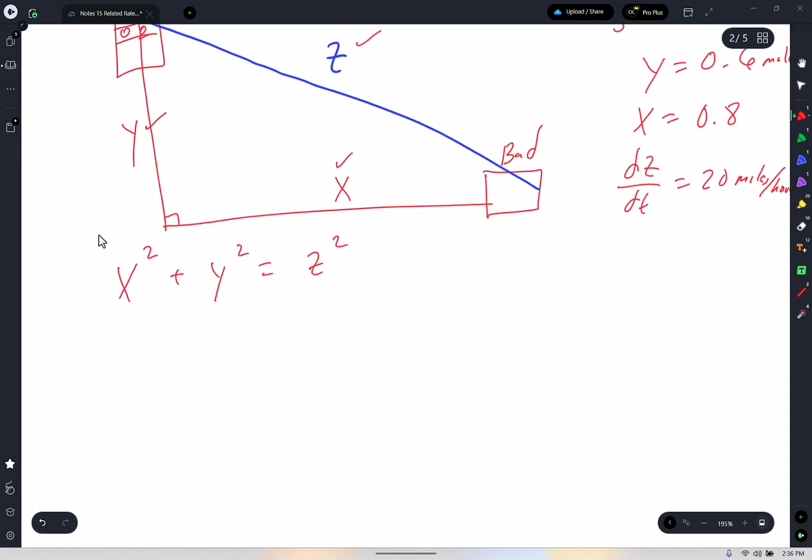Are we okay? Here we go, guys. I'm taking the derivative with respect to what? Time. 2x dx/dt plus 2y dy/dt equals... I'm taking the derivative with respect to time, not with respect to x or y, but t.